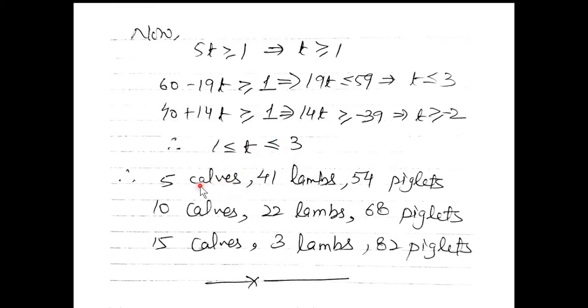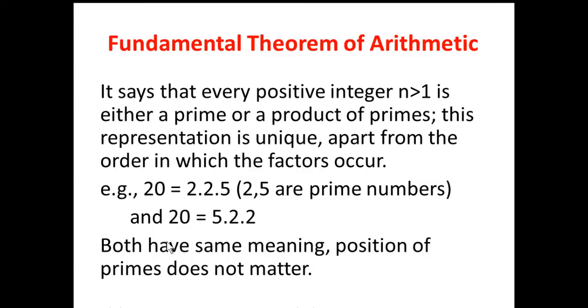So for t is equal to 1, you have this solution. For t is equal to 2, you have this solution. For t is equal to 3, you have this solution. So these are the three possibilities to buy. So this is the Diophantine equation.